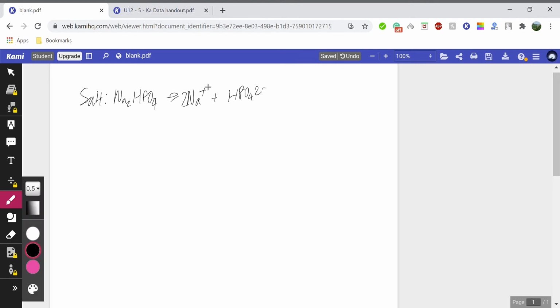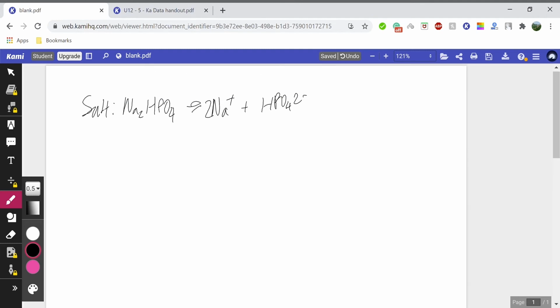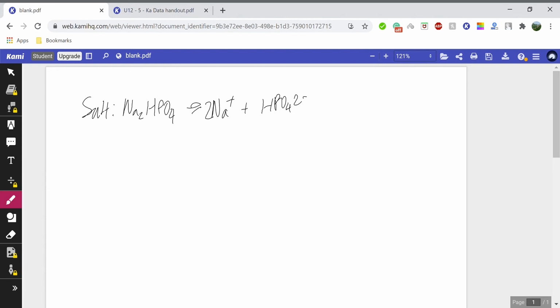In this case, Na+ is going to be a spectator ion and it will not affect the pH, because NaOH is a strong base and Na+ is a weak conjugate acid. It will have no affinity for water, so Na is going to be a spectator ion. Now we're going to look at HPO4.